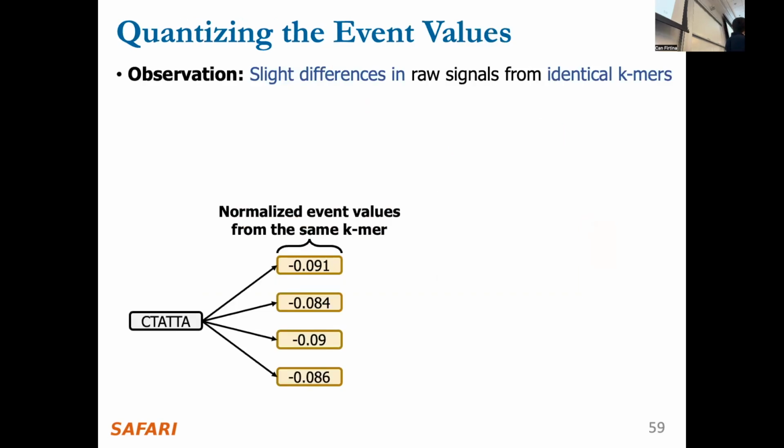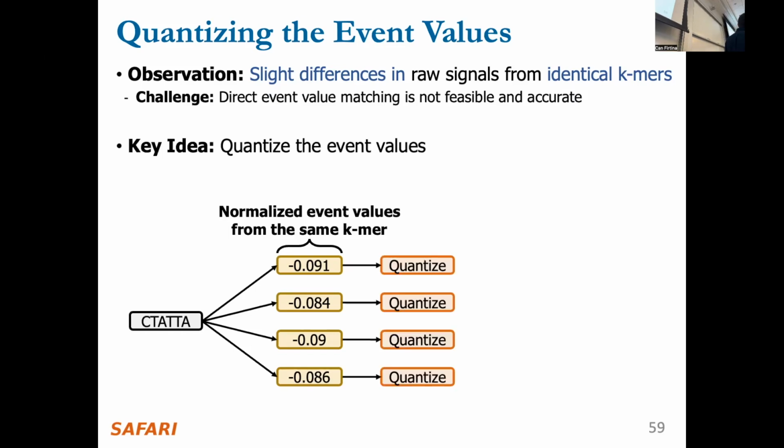Again, I'll remind you of the observation, which is basically that there are slight differences in raw signals from identical k-mers. So this means that when you're sequencing a k-mer, you may end up generating different values, but they are going to be similar to each other. So you cannot simply try to match these values to each other, because you're not going to be able to match them with a quick search.